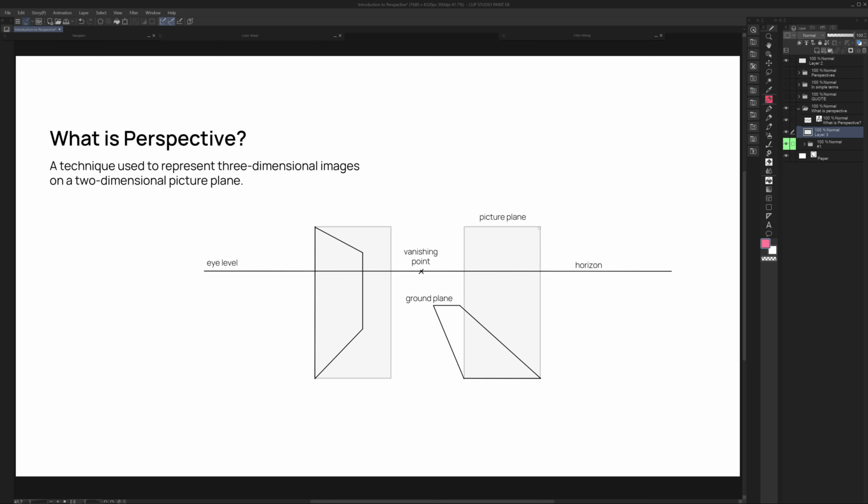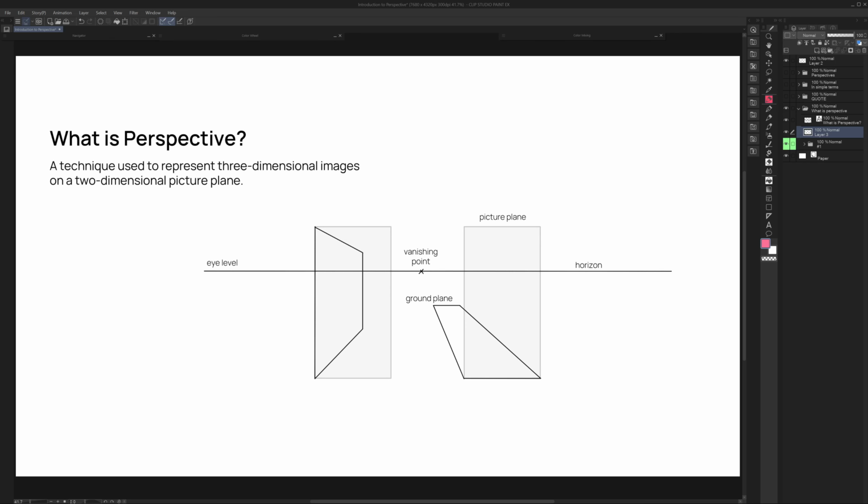What you can see here is a picture plane. Now, what is a picture plane? Well, simply, you can think of it as a window to a view, to an object that you are looking at. It's like a window that you are looking through.